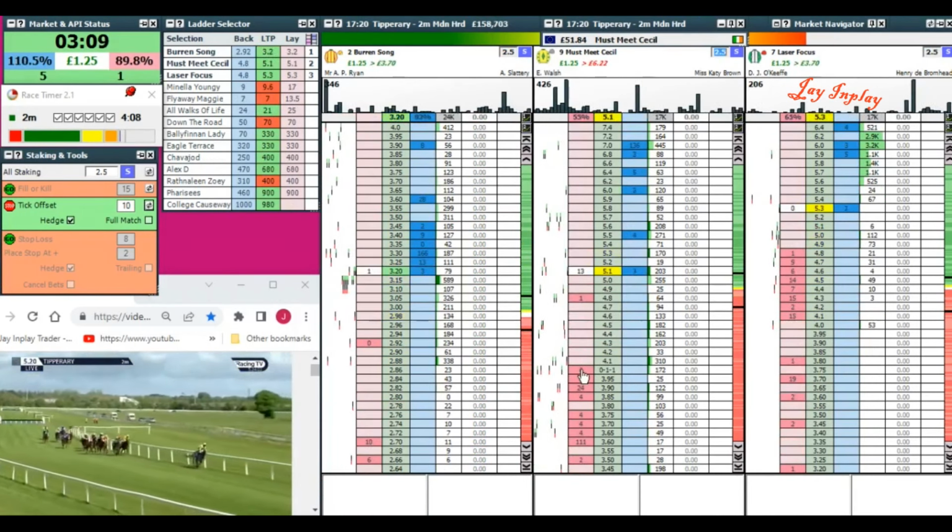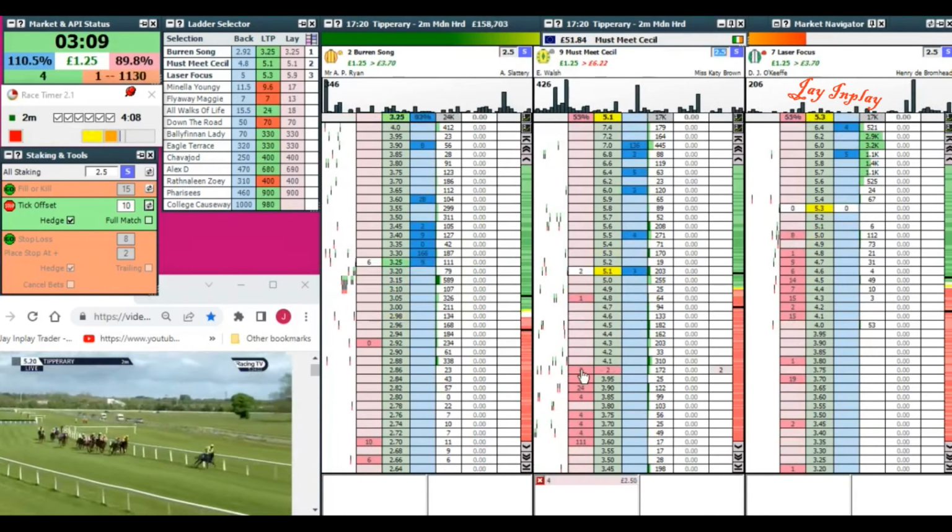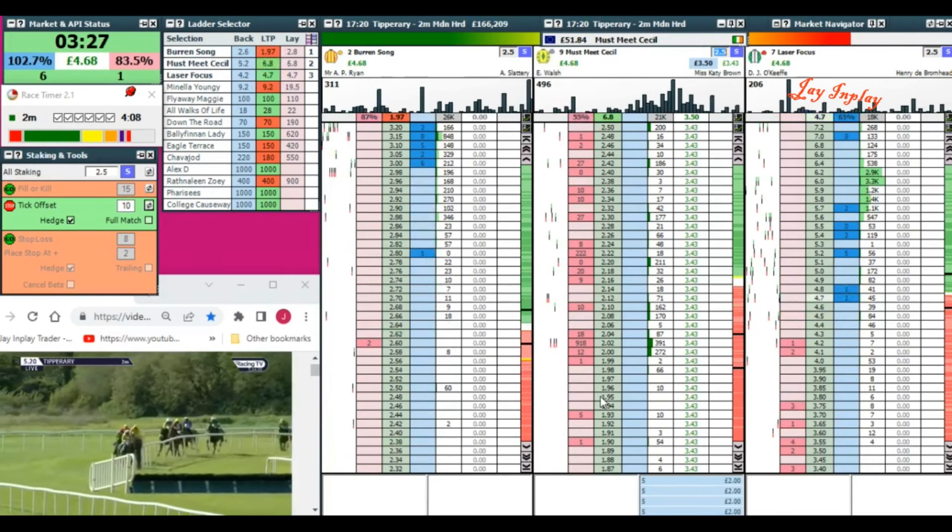Flyaway Maggie is next, a length and a half in front of Alex D. All Walks of Life pushed along behind those ahead of Eagle Terrace, and trying to stay on from out of the pack is Down the Road, but heading towards the turn of the straight inside the 3 furlong point. 2 flights left to jump when they swing in, and Must Meet Cecil continues in the lead, but at a reduced advantage as Laser Focus closes up to within 3 to 4 lengths now in second.